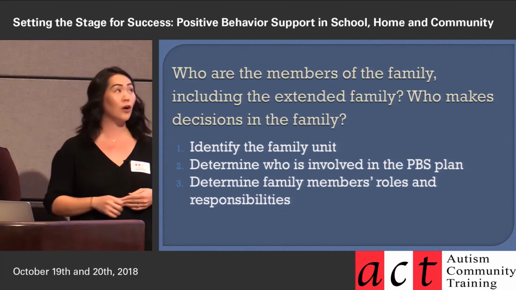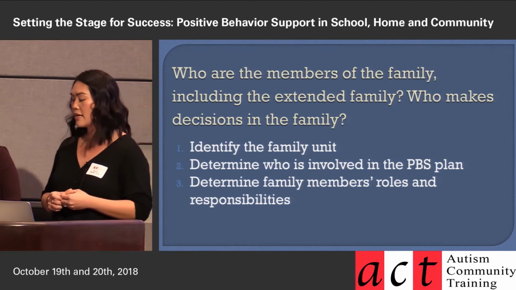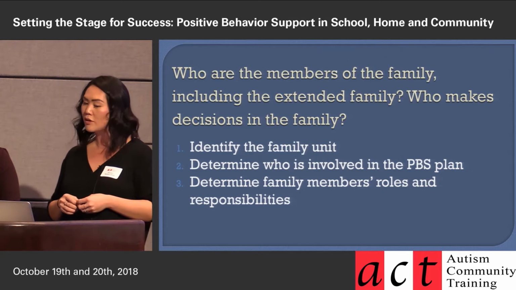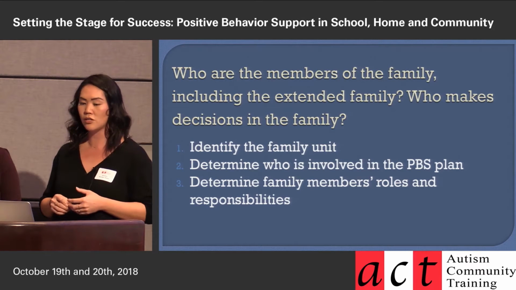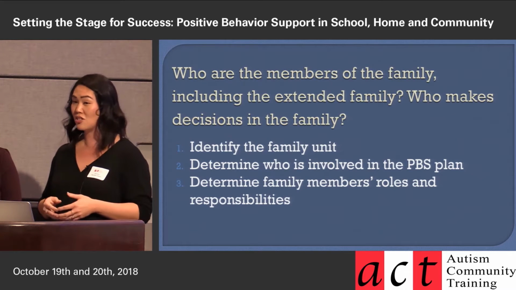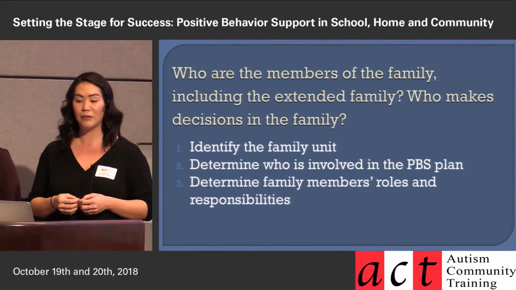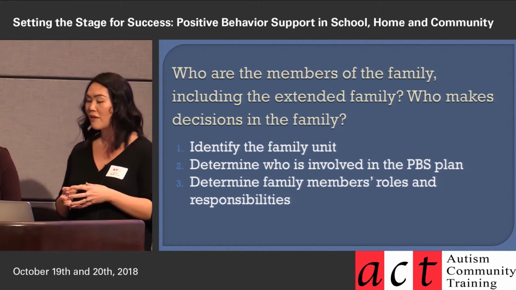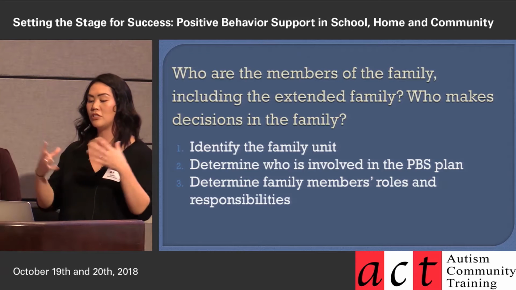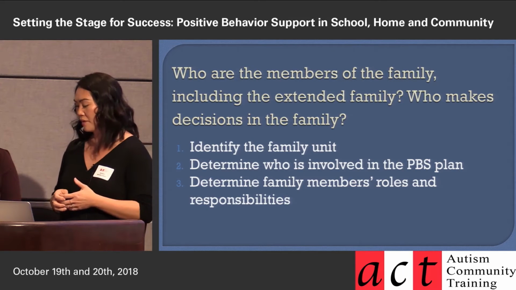In the second part of the tool that Chen has, is family assessment. One of the questions in that section is who are the members of the family, including the extended family, and who makes the decisions in the family. So first we want to identify the family unit. Is it a small nuclear family, or is it a multi-generational and extended family?